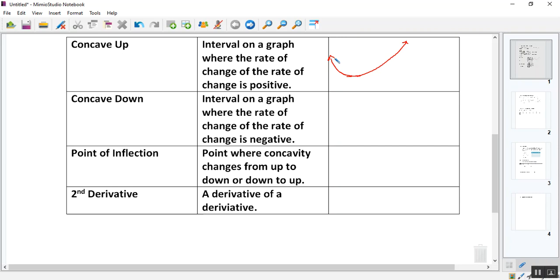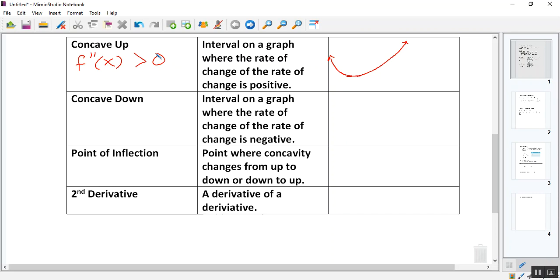So guys, notes to make over here about concave up. It's the interval on the graph where the rate of change of the slope is positive. Okay, concavity has everything to do with the second derivative. I'm going to make a note right in here. A graph is concave up for any x value if f double prime of x is greater than 0. Okay, you'll want to write that down. We'll see more of this in the notes as we move through this.